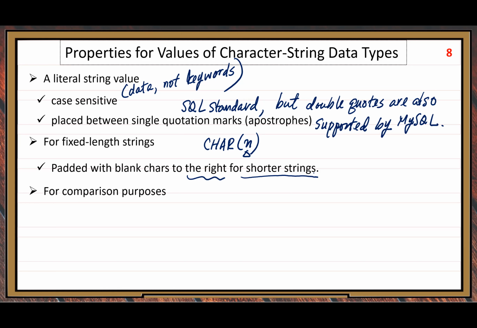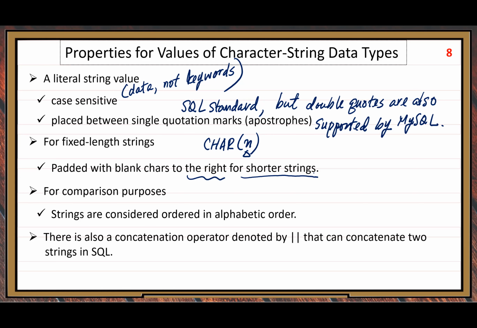For comparison purposes, strings are considered ordered in alphabetic order. You know that. There is also a concatenation operator, to join two string values. For concatenation, use this double vertical bar. In Java, use the plus sign, right? So here we have the cases, concatenation.